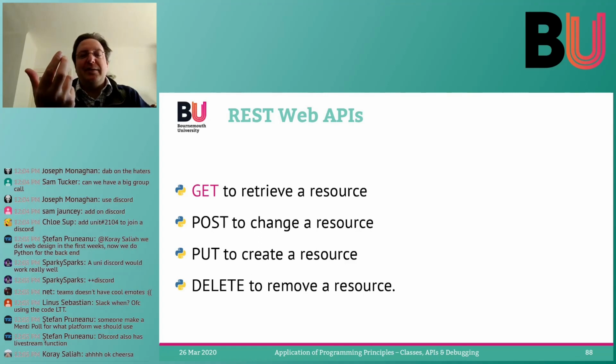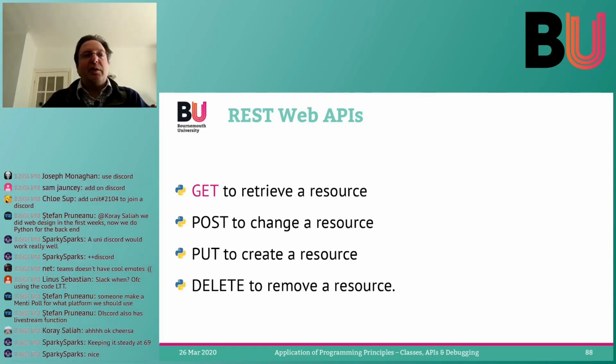Anyway, so REST APIs, I think it's already been covered that you use GET to get resources, or if you just want to read the state. POST is when you want to update it. You send some data, some parameters to a resource, and that resource then can update itself. PUT can be used to create a resource, and DELETE to remove it.